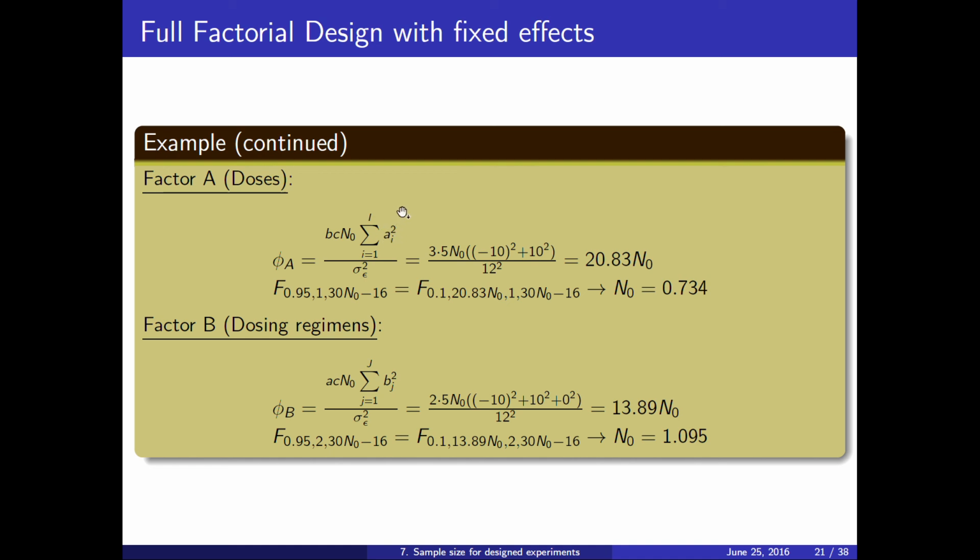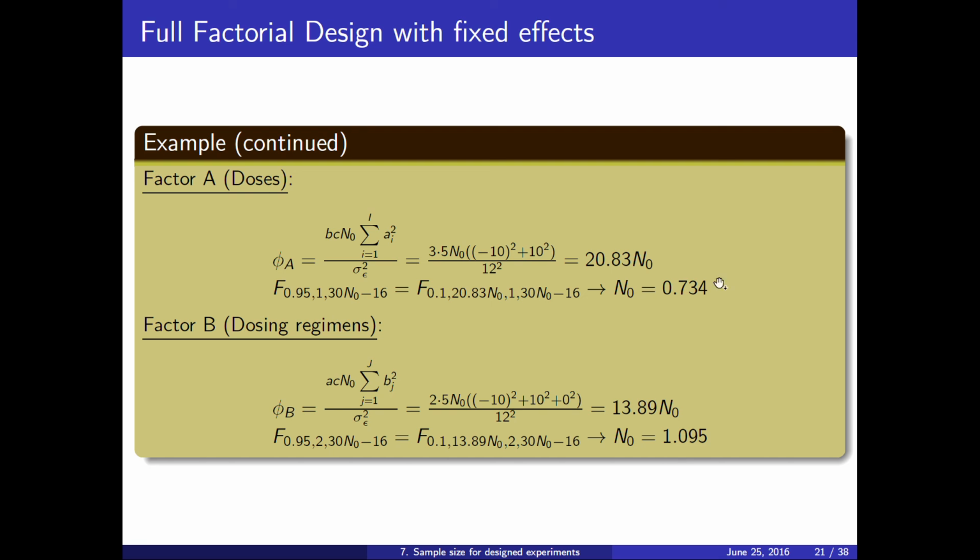A was the doses. We had 2 doses, and we had 3 regimes and 5 drugs, so we have 3 times 5 groups. Each group has a size n0, and the difference is caused by the doses. Let's say it is minus 10 and 10. That is what we want to detect. So this is the non-centrality parameter. When we plug it into the equation, we use 1 degree of freedom here, and the degrees of freedom for the noise, and then n0 is 0.7. So we need 1 person per combination.